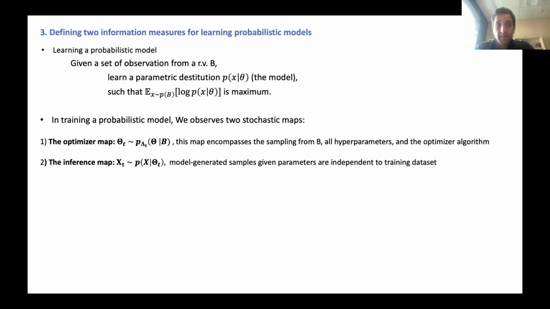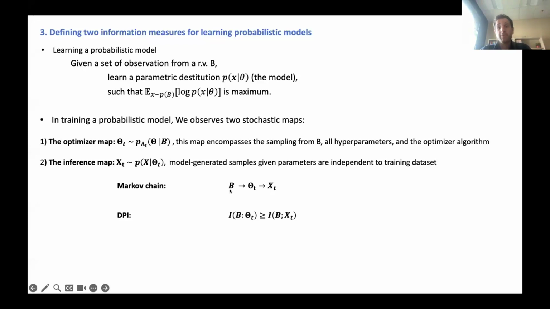The second one is the inference map. This is the model itself. So this is where you generate data, model-generated samples. This sample can be a label in the case of classification. It can be an image, it can be a token for a large language model. And the main observation here is that the samples that you generate are conditionally independent from B once you have theta. So given theta, X is independent from B.